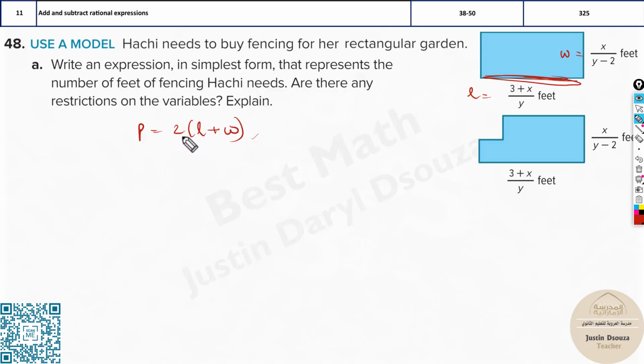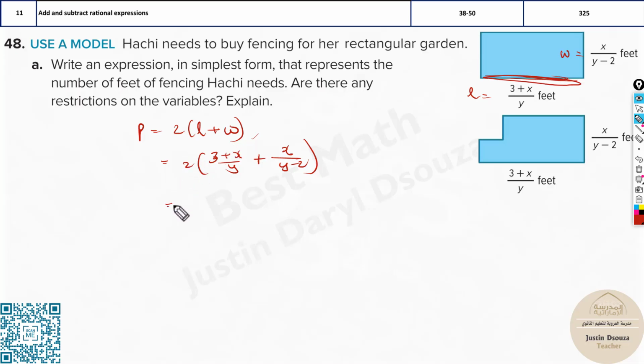So this is very important. You're adding it up. So let's substitute what is length. It is 3 plus x by y. And what is the width? Over here, don't put the brackets. It's plus over here. And now after this, we put the brackets to close it. So all we are doing is substituting in the formula of perimeter.